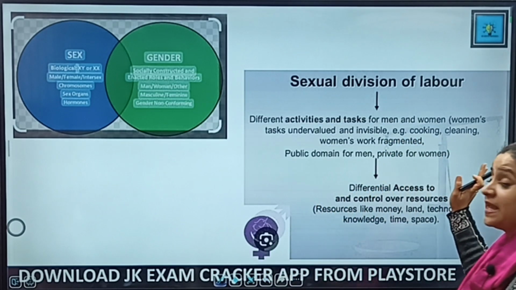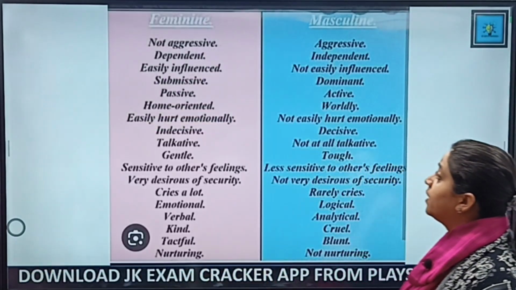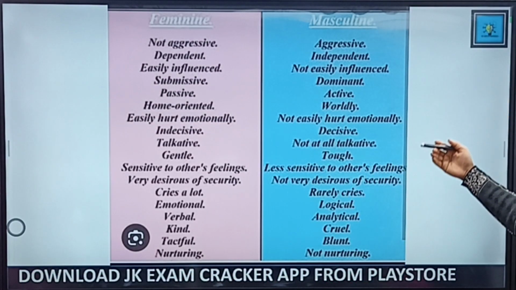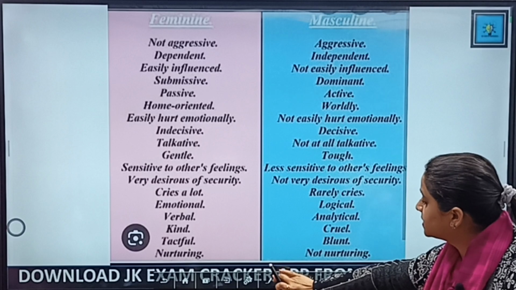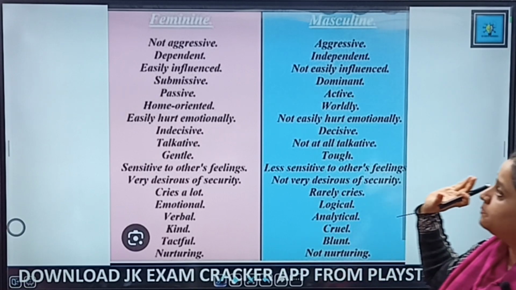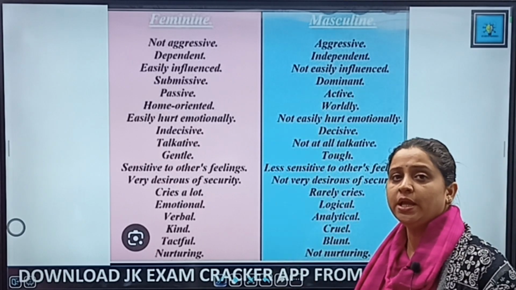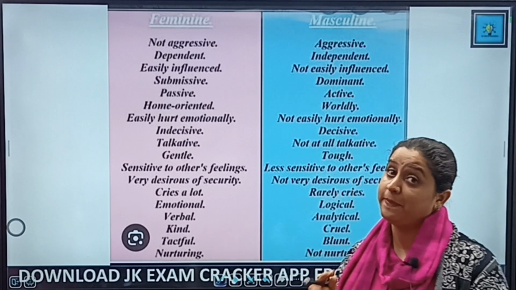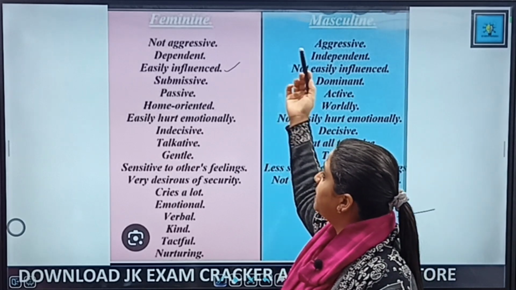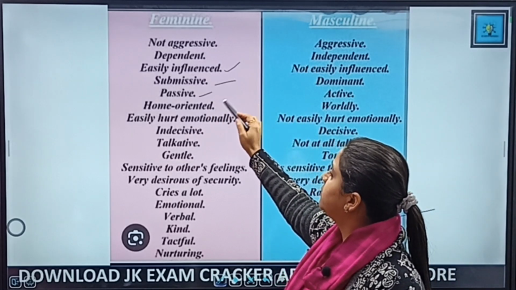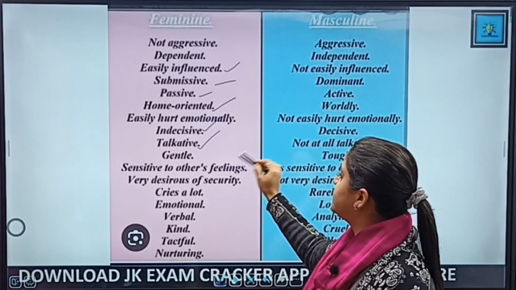How clearly this picture has explained sexual division of labor. And there is one more picture जो being feminine and being masculine हमें उसके characteristics में difference बताती है. That being feminine means aggressive नहीं होना है. एक वुमन को डिपेंडेंट होना चाहिए. हमारी जो घर की माताएं बहनें हैं, they are dependent on the other males of the family. They are easily influenced, ये बहकावे में आराम से आ जाती हैं. Submissive, passive, home oriented, talkative, डिसीजन अच्छे से नहीं ले सकती हैं. They are very sensitive to others' feelings.